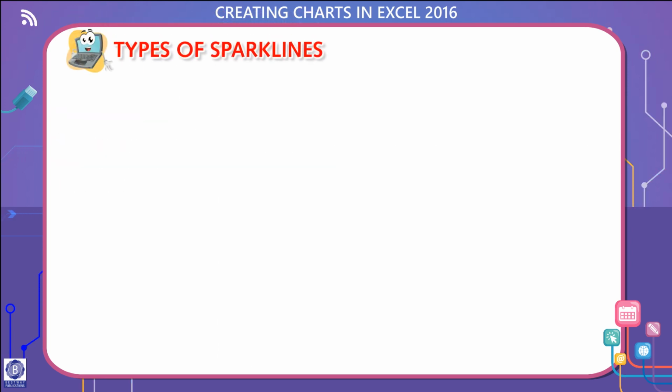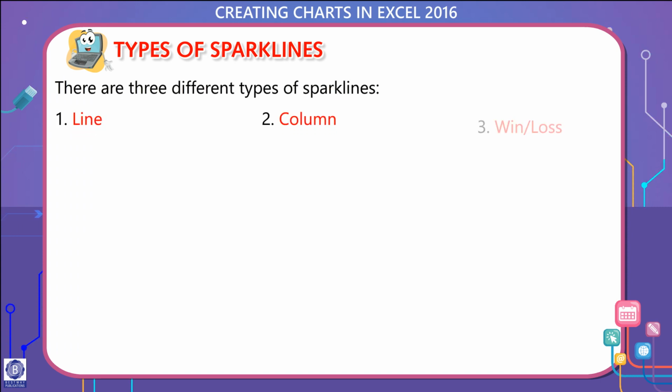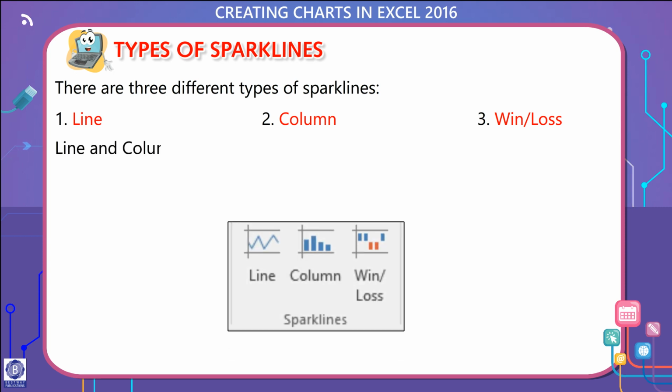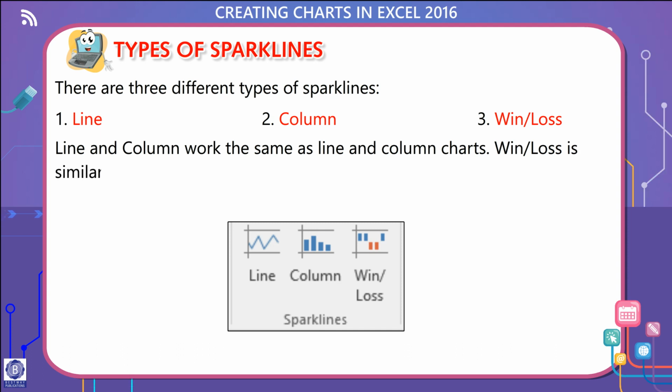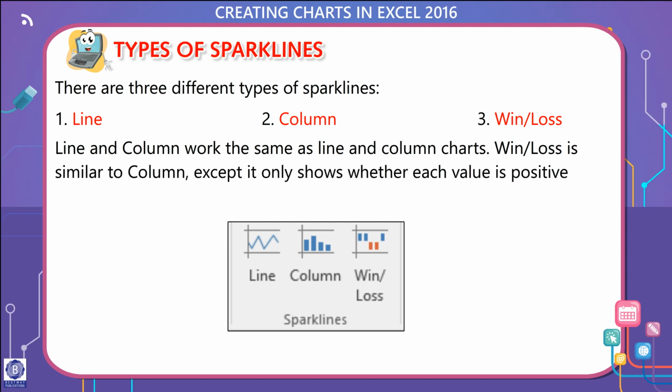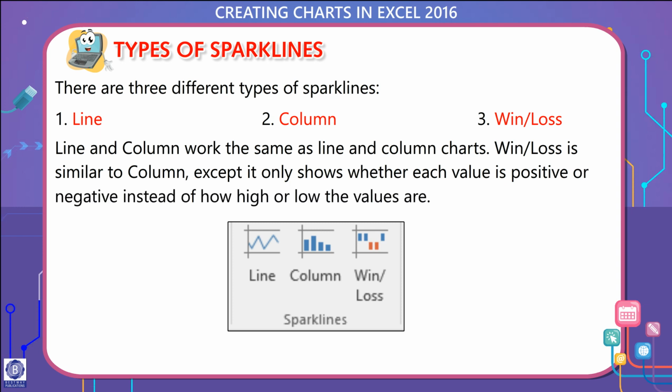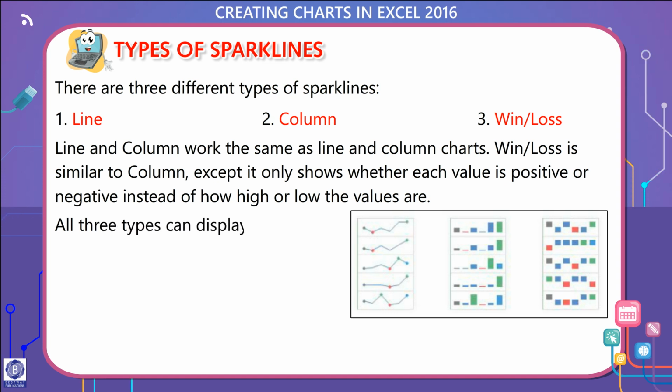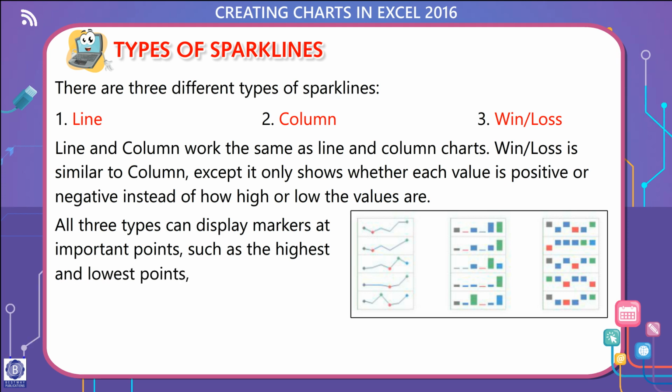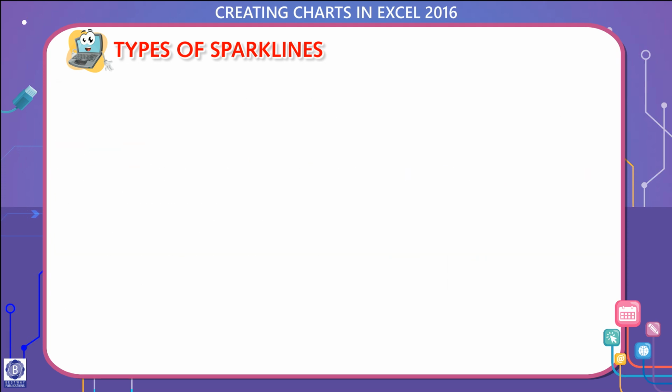Types of sparklines. There are three different types of sparklines: line, column, win or loss. Line and column work the same as line and column charts. Win or loss is similar to column, except it only shows whether each value is positive or negative instead of how high or low the values are. All three types can display markers at important points, such as the highest and lowest points, to make them easier to read. To create a sparkline, follow these steps.